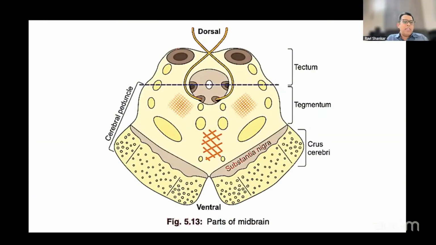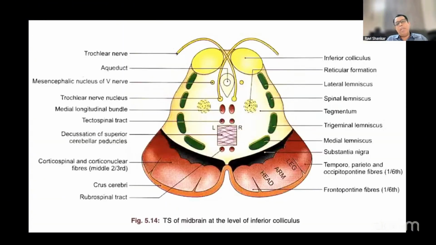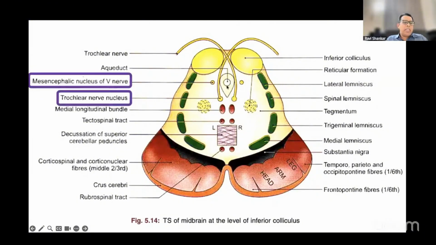in and around it. So if we study the midbrain, it is at two levels, at the level of inferior colliculus and at the level of superior colliculus. At the level of inferior colliculus, the gray matter is the central periaqueductal gray. So it is situated all along, in a circumferential path, around the aqueduct. This has trochlear nerve nuclei and the mesencephalic nucleus of the fifth nerve.